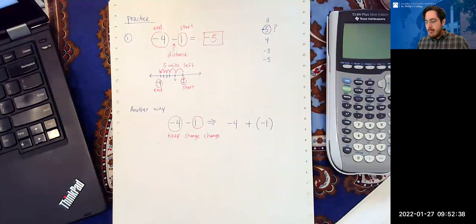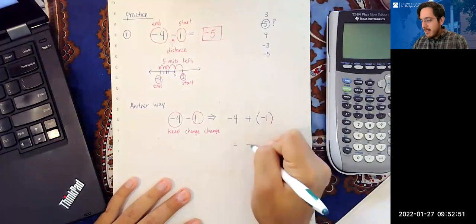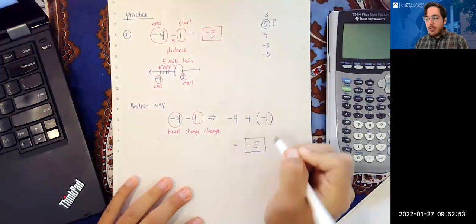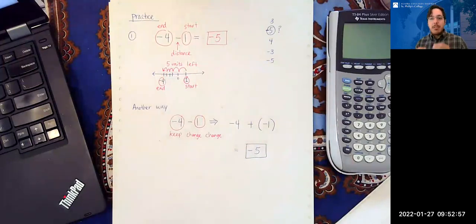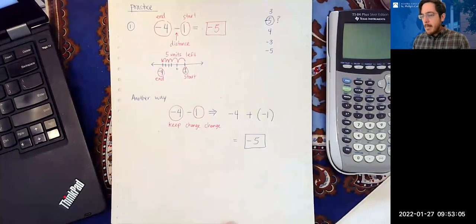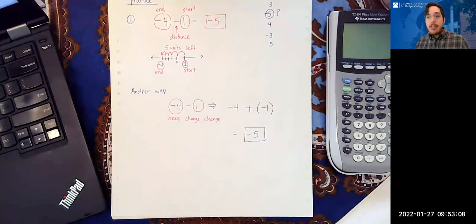It still keeps the same sign. You add the numbers and keep the sign, right? So 4 and 1 is 5, and then they're both negative, so you keep the sign. Either way we did this, whether we drew a number line or whether we use keep, change, you're getting the same result. That tells you that you're on the right track. Does that make sense? Yes. Okay, so just be very careful.